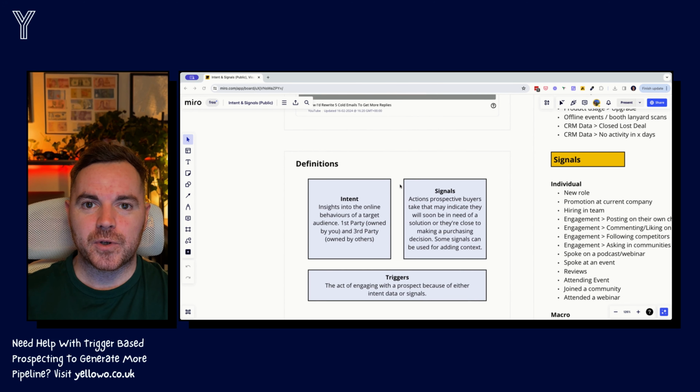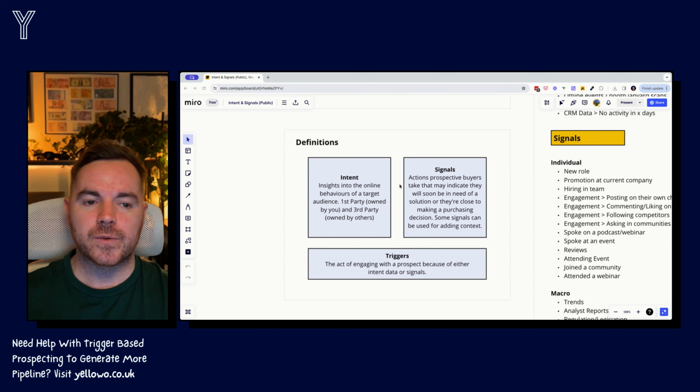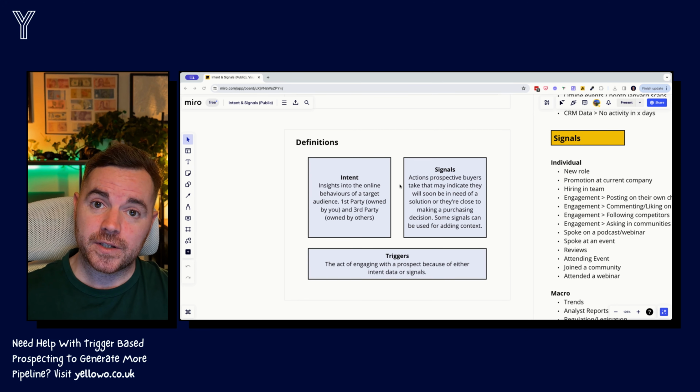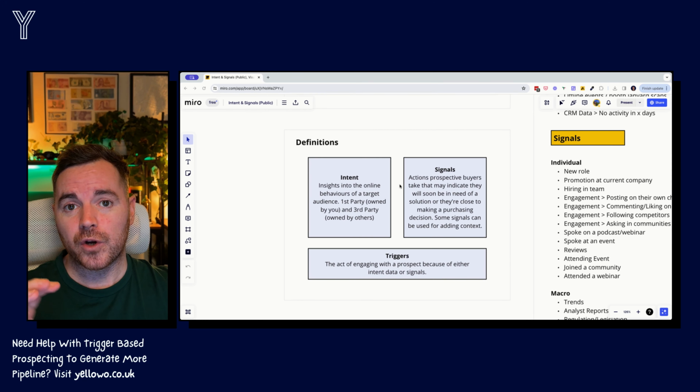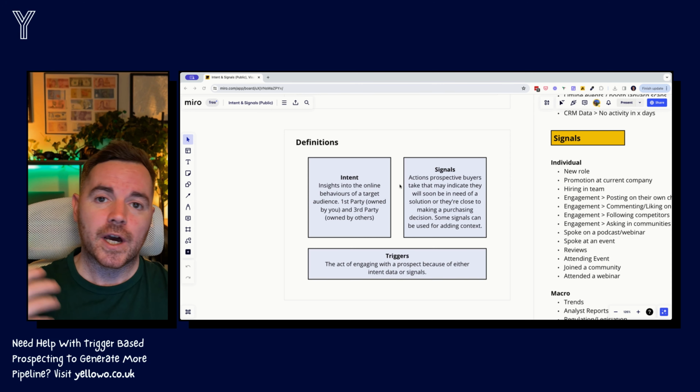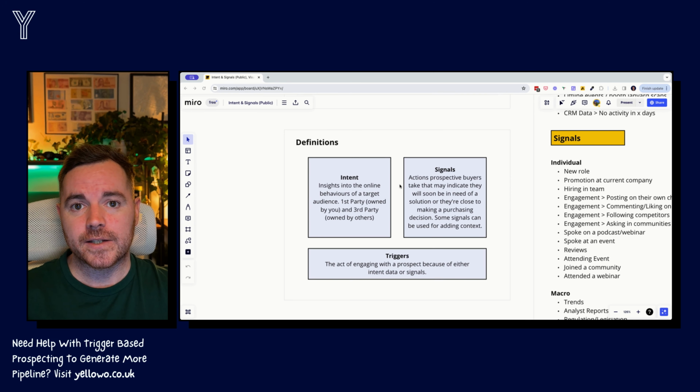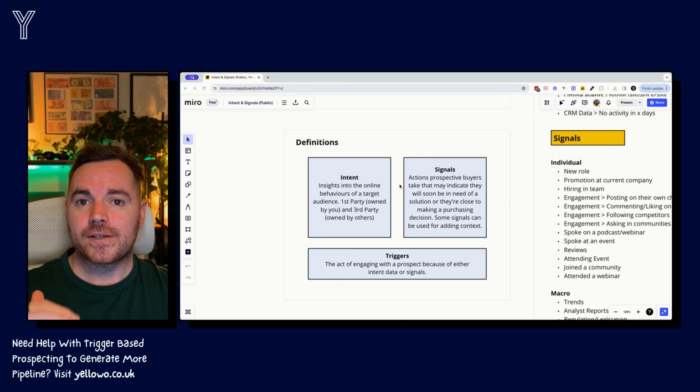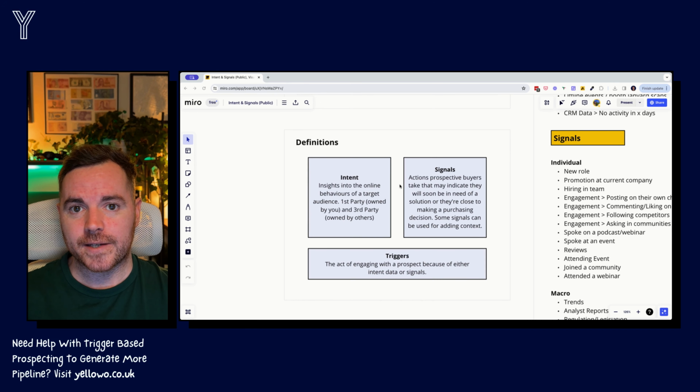Just quickly touch upon the definitions of what intent data is, what signals are, and what triggers are. So intent data is essentially first-party data, which is data that you own from your website, from your product, any assets that you own where you're collecting data. So your CRM, for example, that's somewhere where you have first-party intent data, and you can obviously see things that are happening in your prospects' interactions with you and your company.